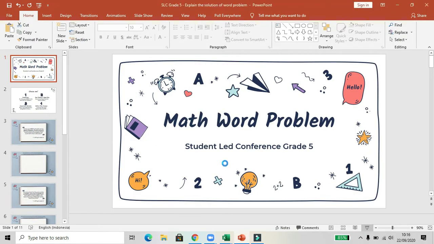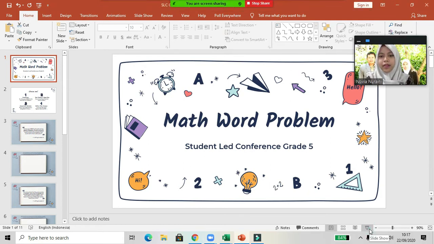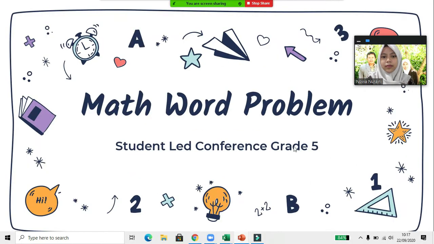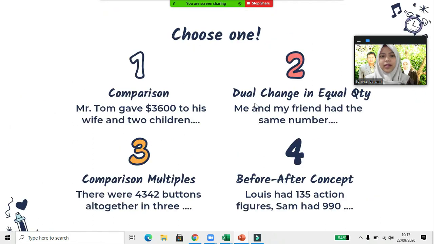Okay, so I have this math word problem, and I will slideshow. This is my math word problem, and I learned how to solve word problems using comparison, using dual change in equal quantity, using comparison multiples, and the before-after concept. Now I will choose the comparison one, this one.